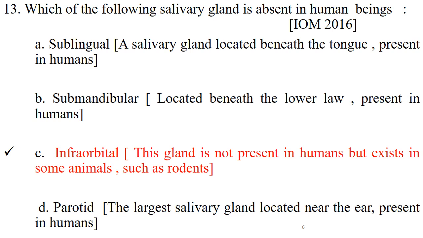Option A, sublingual, is incorrect because sublingual is a salivary gland located beneath the tongue, present in humans. And option B, submandibular, is also incorrect because it is located beneath the lower jaw and it is present in humans. And option D, parotid, is also incorrect because it is the largest salivary gland located near the ear and present in humans.